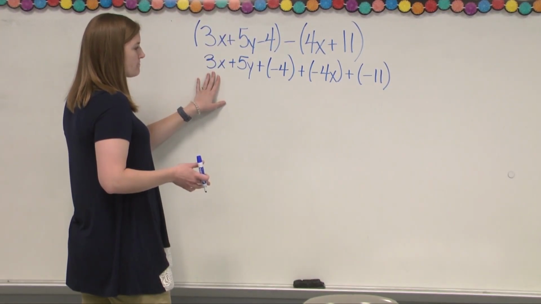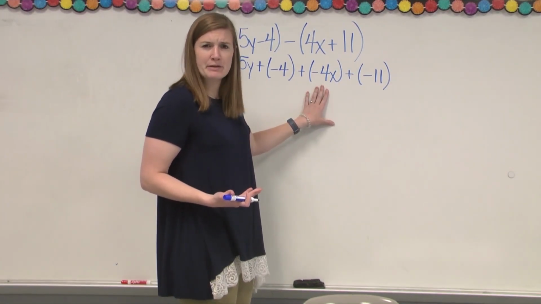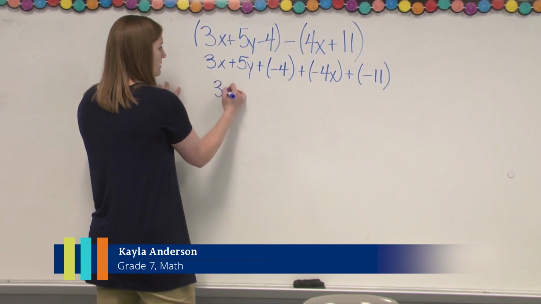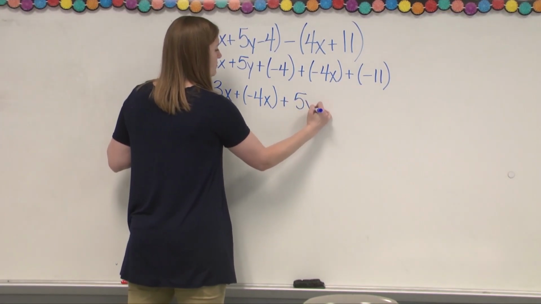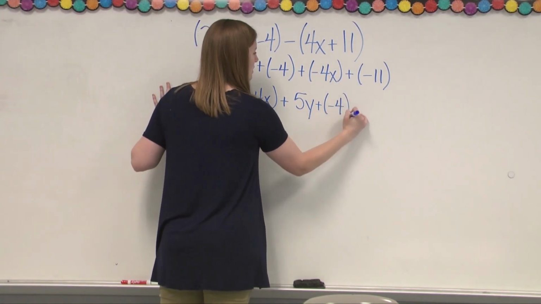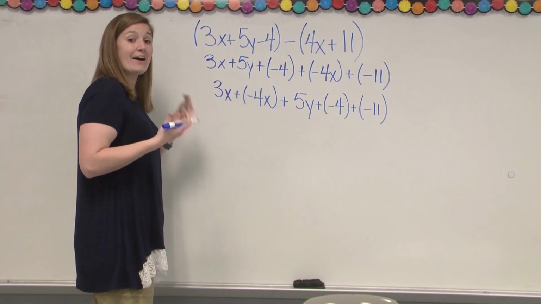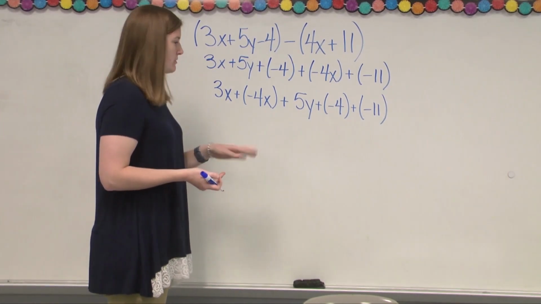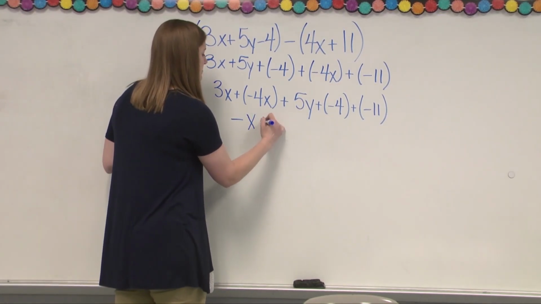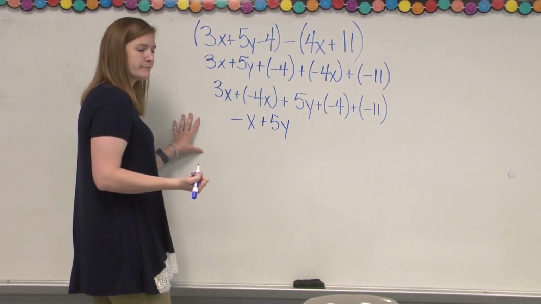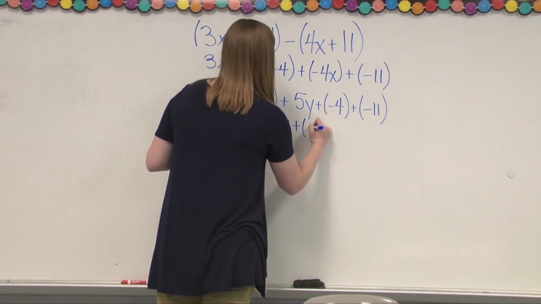So 3x plus negative 4x, and if you'd like to rewrite them so that your like terms are together, it might be a little more beneficial. So we have 3x plus negative 4x plus 5y plus negative 4 plus negative 11. And now that we've rewritten them, we can go ahead and combine those like terms. So 3x plus negative 4x is negative x plus 5y, because we don't have a like term to go with that one. And then negative 4 plus negative 11 is plus negative 15.